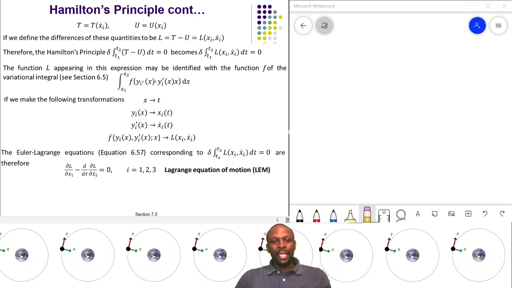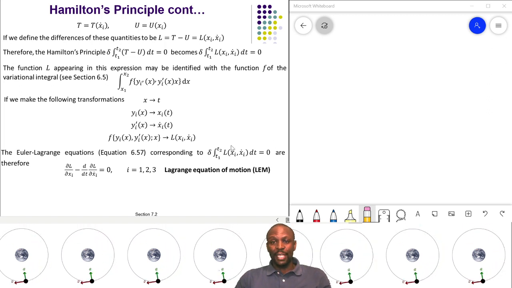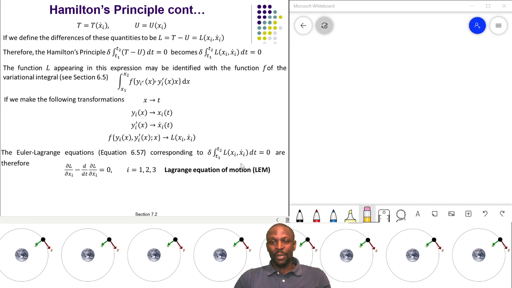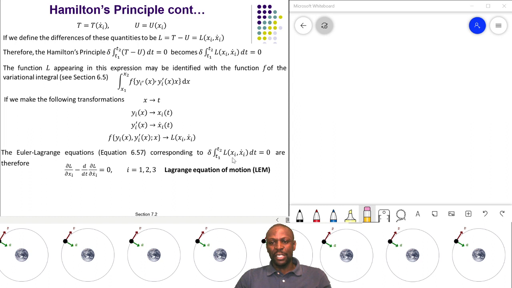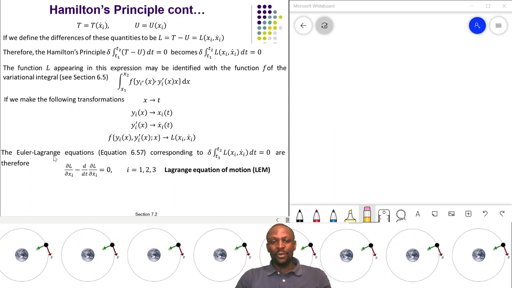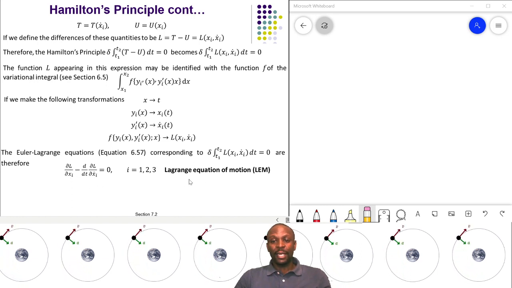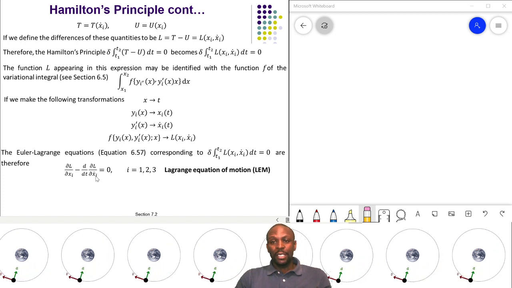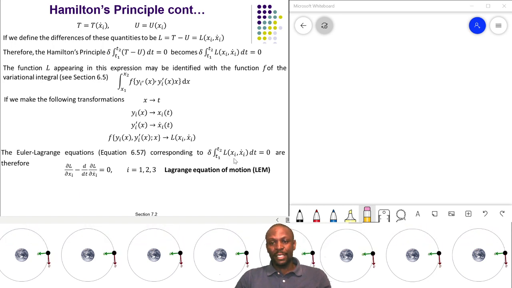Now, in that case, the Euler Lagrangian equation will just be corresponding to this, because now we have to change everything in terms of this, and based on this transformation, the Lagrangian or the Hamiltonian principle equation will just be this. And therefore, the Euler equation for that will just be given by this equation. And that equation is what you call the Lagrangian equation of motion. So that's the Lagrangian equation of motion for this Hamiltonian principle. Right.